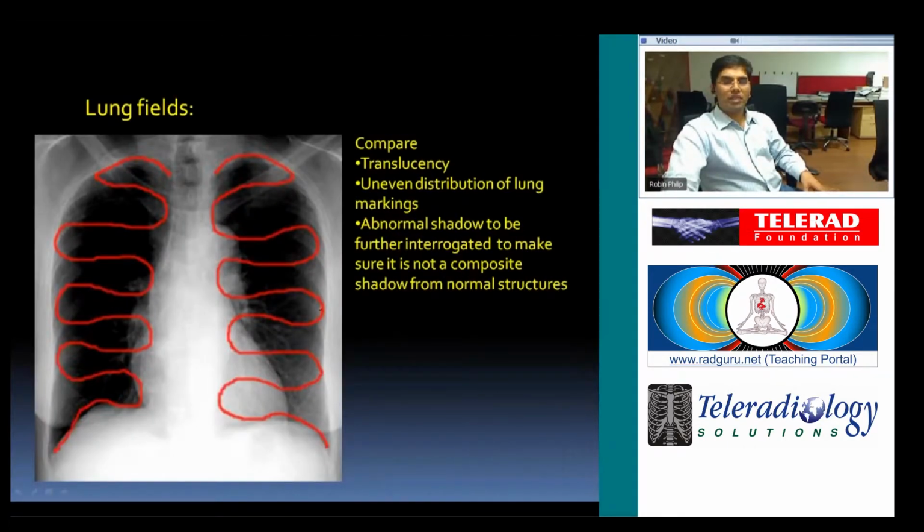Then move on to the lung fields. So always, you can follow a standard pattern. First look at the lungs and move outside, or start from the center: trachea, mediastinum, heart, hilar. Then look at the diaphragms, look at the CP angles. Then go to the lungs. And this is the recommended pattern.